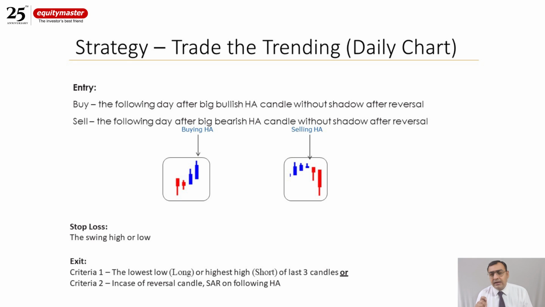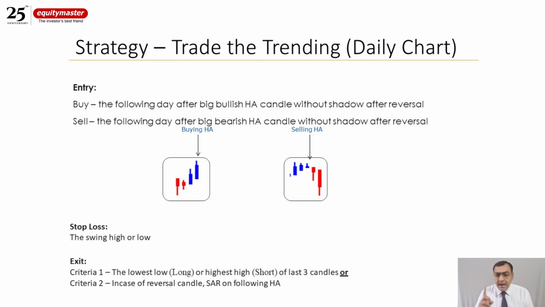I have named the strategy Trade the Trending. So what are the entry criteria first? When my bullish Heikin Ashi occurs, say on 1st of July a bullish candle closes, on 2nd of July I will straight away buy, which means I'm buying the following candle. The next day's opening, right at 9:15 and some seconds, around 9:16, I'll take a buy trade.